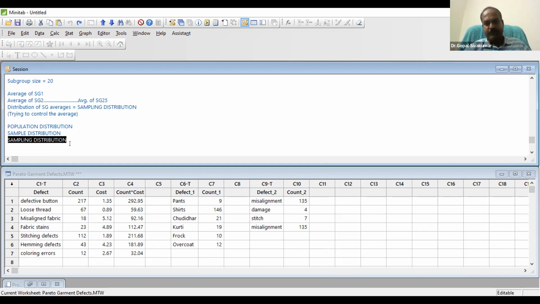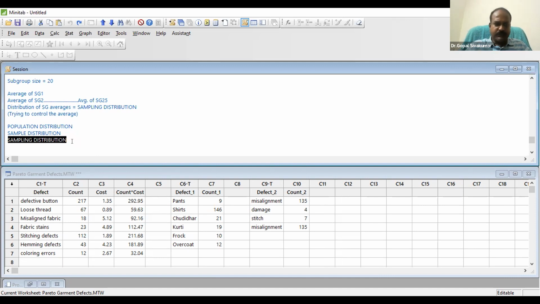Hereafter, when you are taking samples, always take multiple samples together. 5 at a time, 10 at a time. Don't just take one at a time. One at a time means it is a sample. Multiple samples at a time means it is a subgroup. Clear? And try to control the subgroup average, not the sample average, because if you can control the subgroup average, it is as good as controlling your population average.